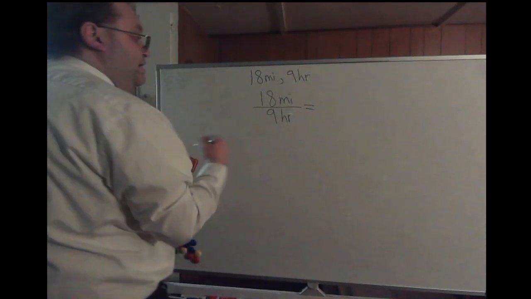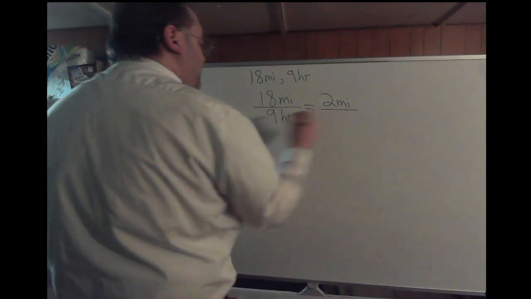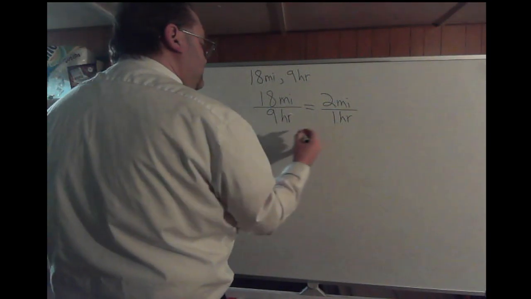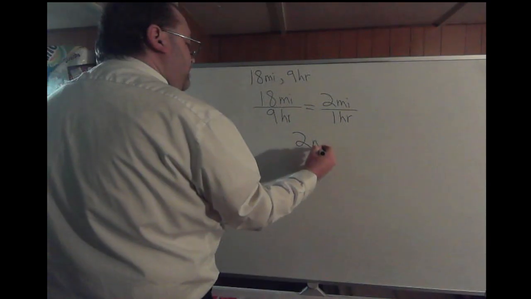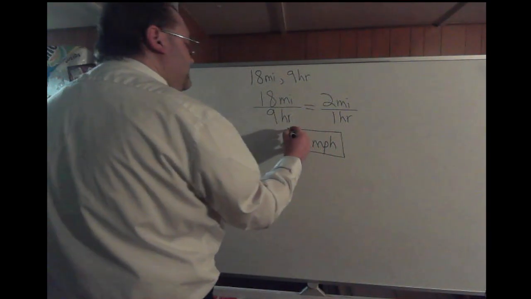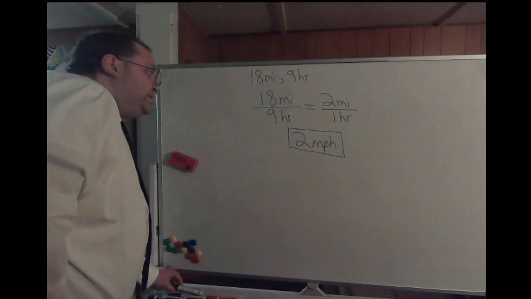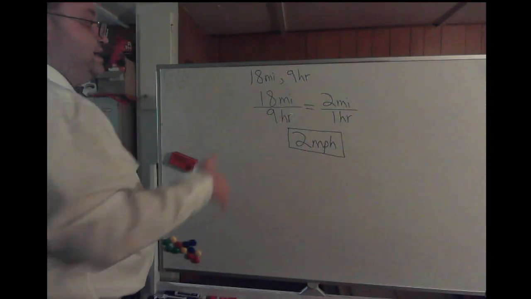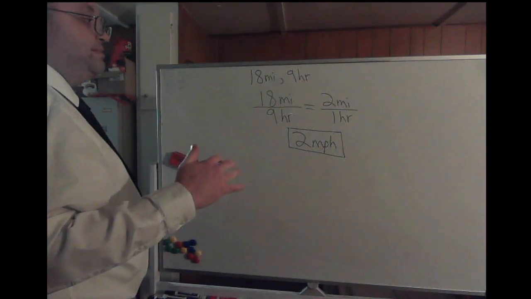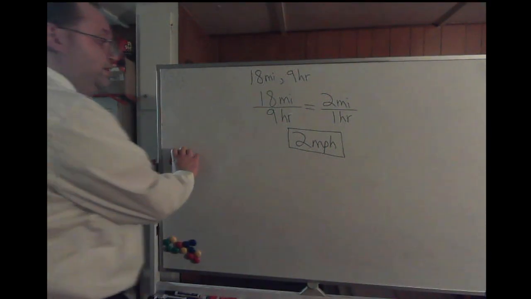So 18 divided by 9, that is 2 miles. 9 by 9, that's 1 hour. So you went 2 miles per hour, often abbreviated as mph. Your rate is 2 miles per hour. So pretty simple. You just take your first number, make it the numerator, take your second, make it the denominator, divide both numerator and denominator by the number that's in the denominator, you'll get your rate, 2 miles per hour.